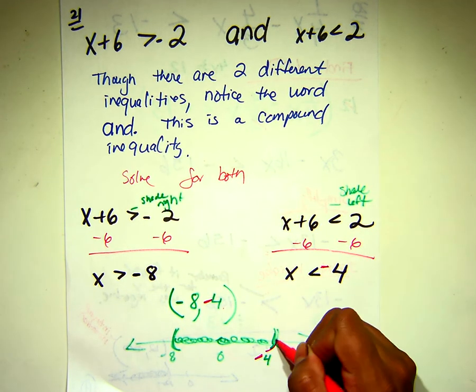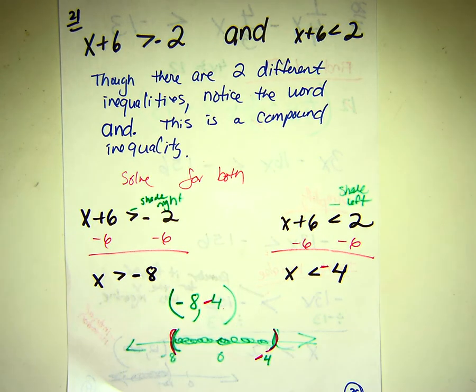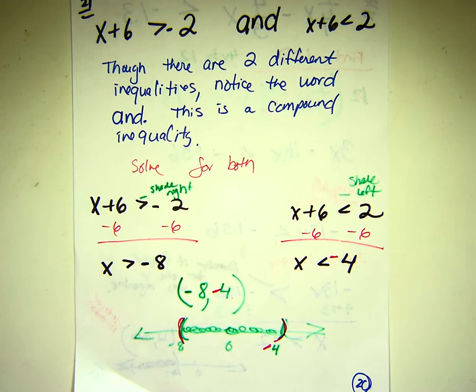And both of these are parentheses. Kind of looks like brackets. But this is your interval notation. It's negative 8, comma, negative 4. On the number line, shade between negative 8 and negative 4 where you got parentheses.